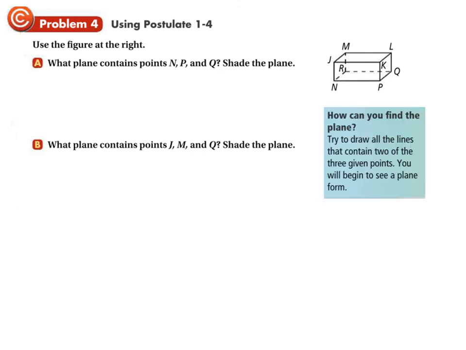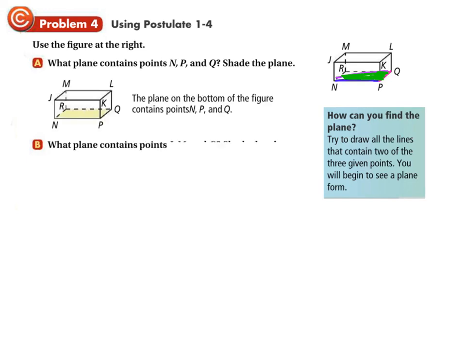Well, if we want to figure out how to find it, we can say, okay, let's draw lines through it, and I can take lines and connect N and P, and I could connect P and Q, and I could connect N and Q, like that, and then you start to see part of the plane. You see that triangle that's there, that's part of the plane. So, the plane at the bottom of the figure contains all of those points. Let me erase my marks so we can start fresh again.